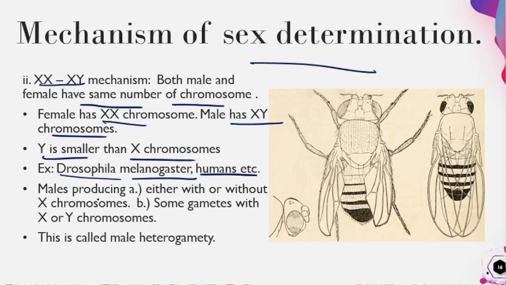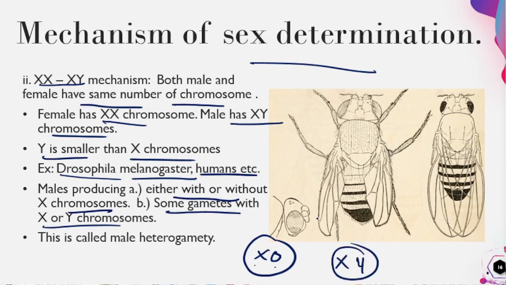Now, males produce gametes either with or without an X chromosome, that is, some gametes with X or Y chromosome. If the male is going to produce two different types of gametes, one with an X chromosome and one without it, and sometimes it is having XY, that is, having the two chromosomes, if the male possesses two different types of chromosomes like this, then it is called male heterogamety. Okay. So this one is important. Remember this. Moving on to the next.